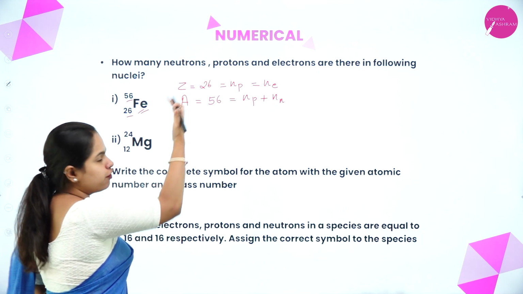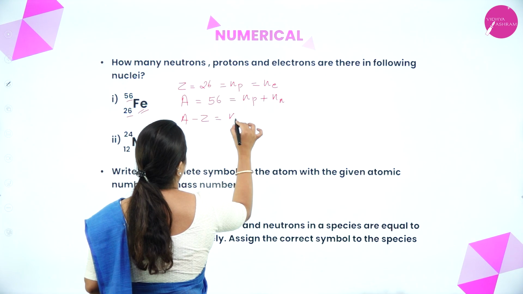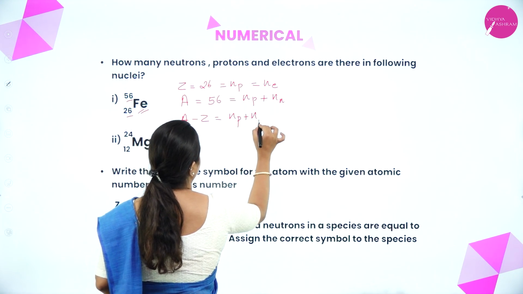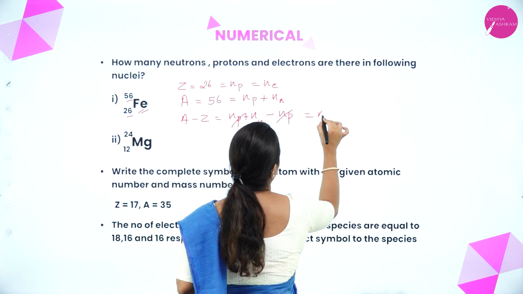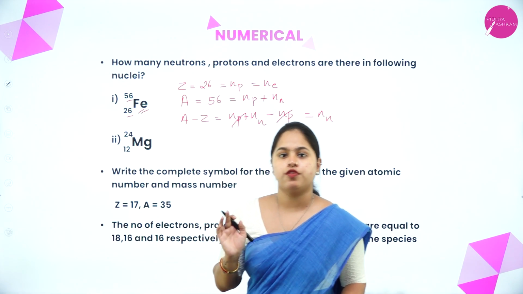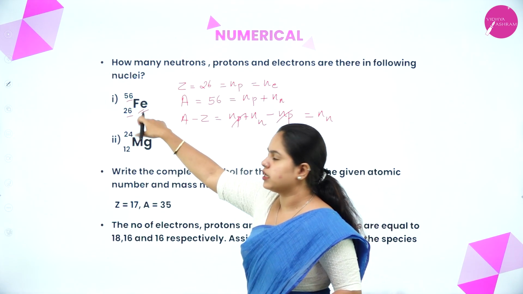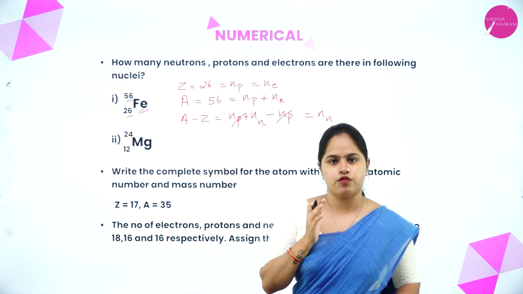So if I take the difference of it, that is A minus Z, what will we get? Number of protons plus number of neutrons minus number of protons. Yes, so that will basically give me the number of neutrons. So if the question asks you to find the number of neutrons, you just have to take the difference of your mass number and atomic number, which will directly give you the number of neutrons.